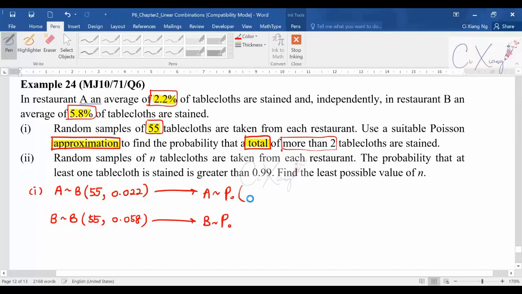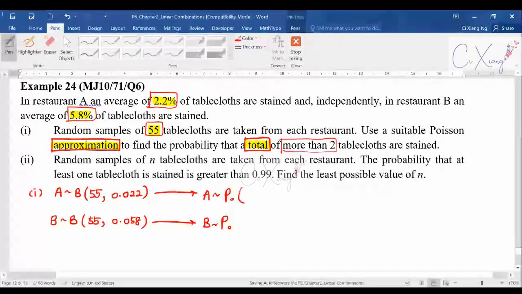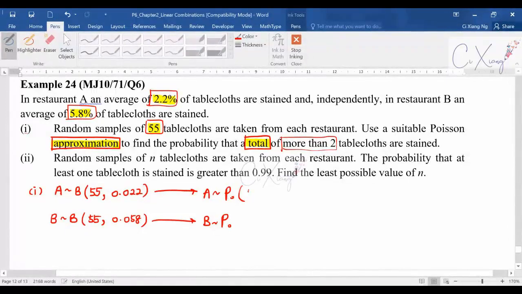So what is the Poisson distribution here? To get the mean, you take 55 multiplied by 0.022. Then what do you get? You get 1.21. Wait, my file is auto-saving and now it is not responding, so I need to wait a while. Okay, so I got 1.21. For restaurant B, you take 55 multiplied by 0.058, and you should get 3.19. You can see that in both cases they fulfill all the conditions. Therefore, you can change to Poisson.